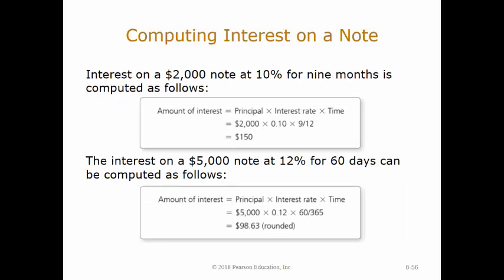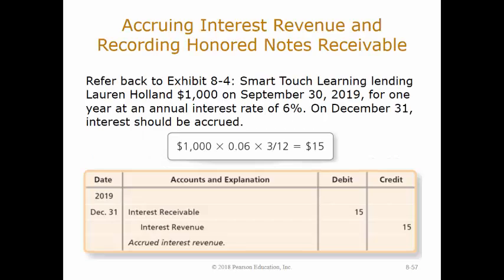When the term of a note is stated in months, we compute the interest based on the 12-month year. When the interest period is stated in days, we sometimes compute interest based on a 360-day year rather than on a 365-day year. A 360-day year eliminates some rounding and was used frequently in the past. However, with the use of computers to calculate interest, a 365-day year is more common now. The entry will require a debit to interest receivable for $15 and a credit to interest revenue for $15.